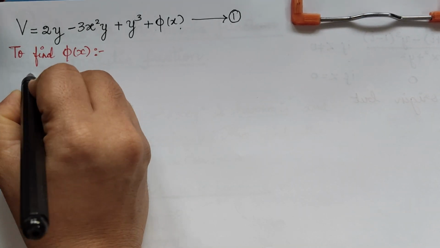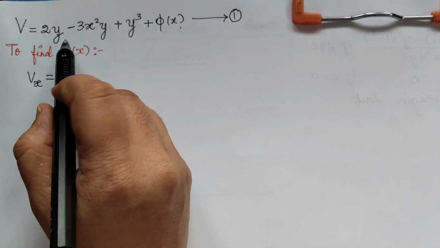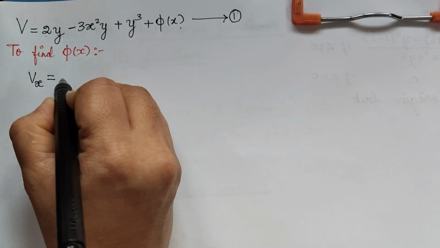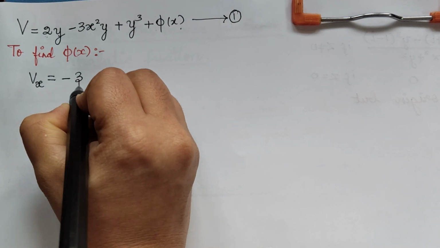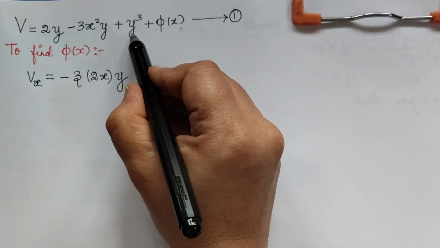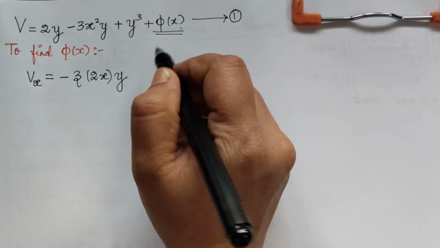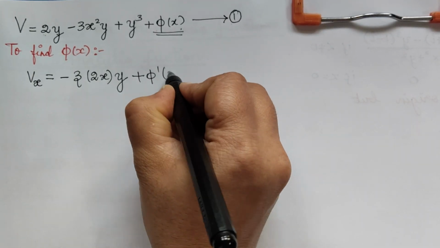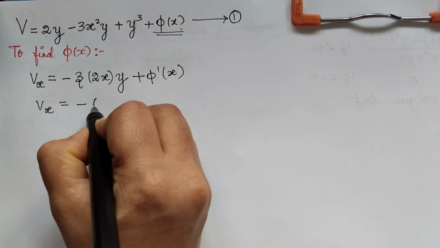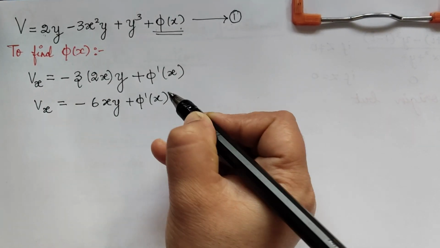So what do we get? We get v_x, that is equal to, differentiation of 2y will become 0, because partially we are differentiating with respect to x, and this will be constant. And what is the differentiation of this term? Minus comes as it is, 3 comes as it is. What is the differentiation of x square? It is 2x. And y comes as it is. And the differentiation of y cube is 0 because it will be constant. And the differentiation of phi of x with respect to x will be, so plus phi dash of x. So therefore rewriting it, v_x will be equal to minus 3 2 times is 6, so minus 6xy plus phi dash of x. So this is our v_x.